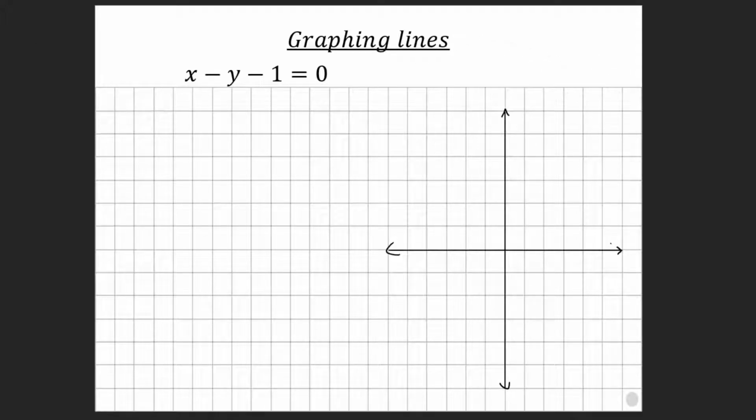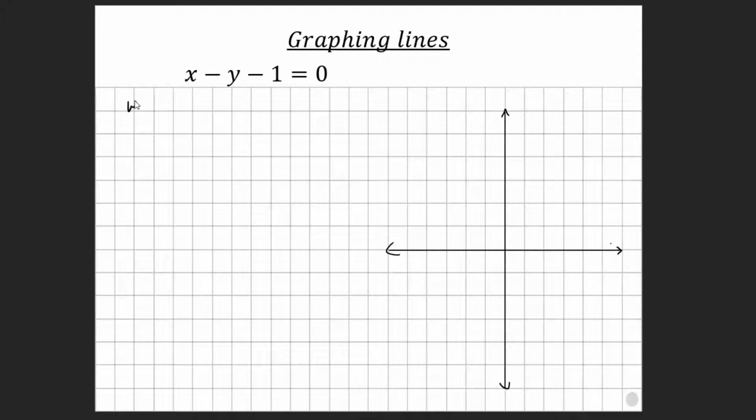So, what 2 points would we try to find? Well, I generally find the easiest ones to do is when x is 0 and when y is 0. So when it crosses the y-axis and when it crosses the x-axis, okay? So I'll just show you one and you guys should just follow along, okay?